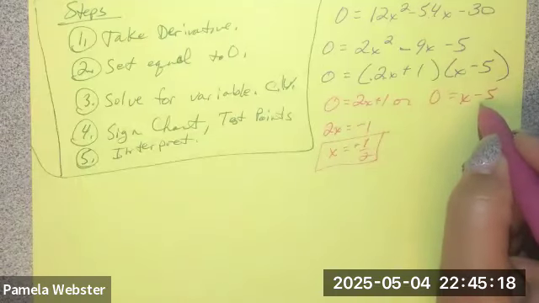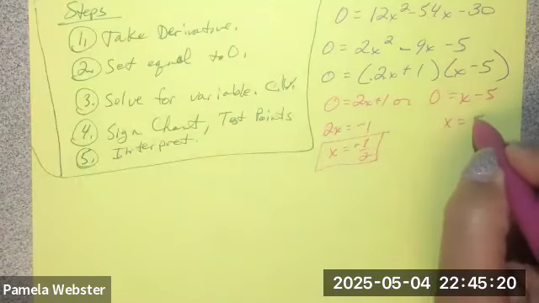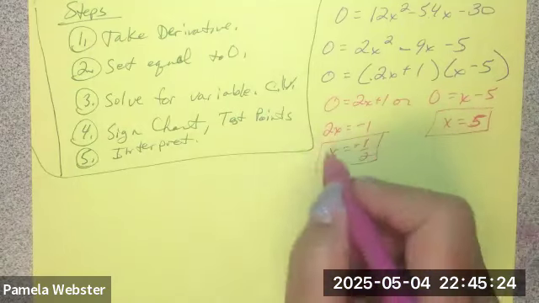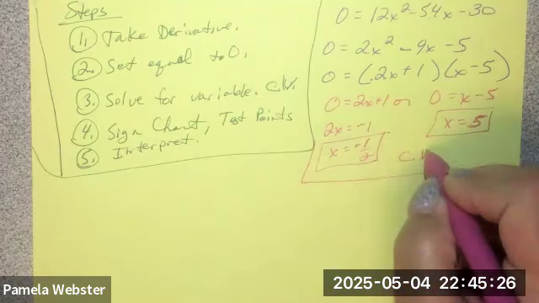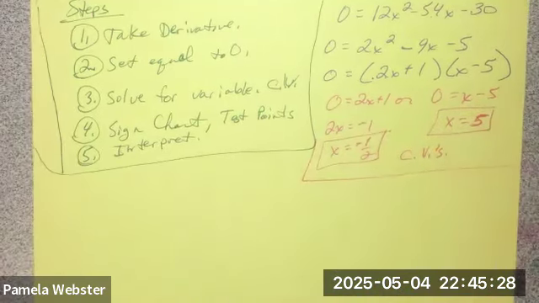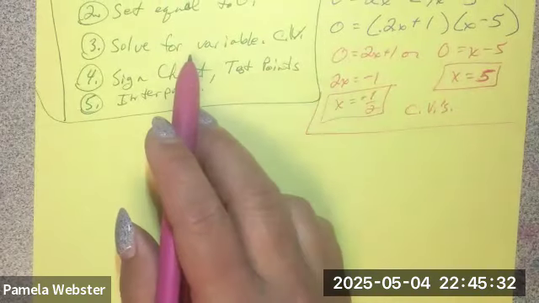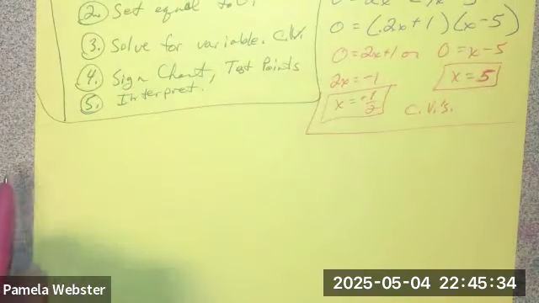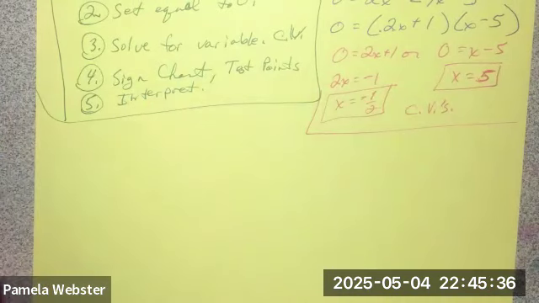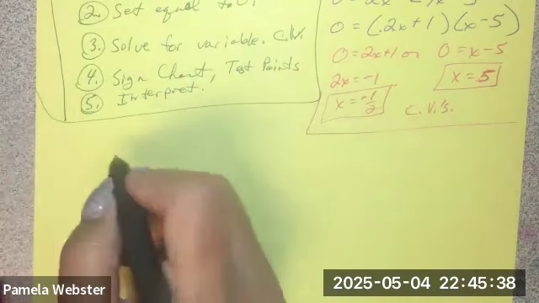And then here, solve for x, add the 5, x equals 5. Okay. There are my two critical values. X is -1/2, x is 5. So I've done step 3. Step 4 is the sign chart. So this is kind of the only weirdish step.